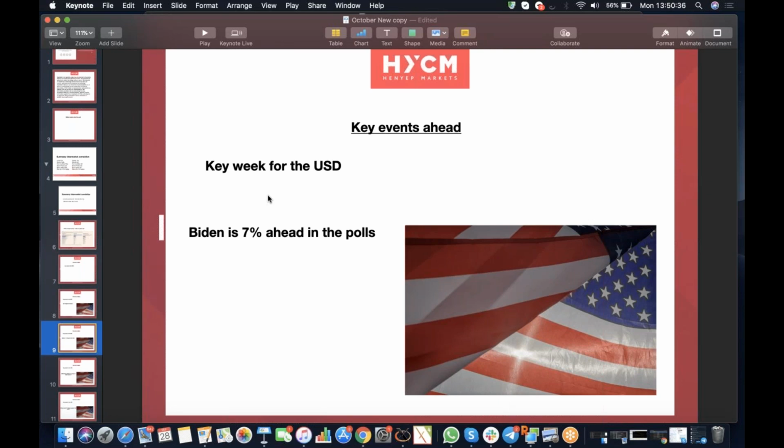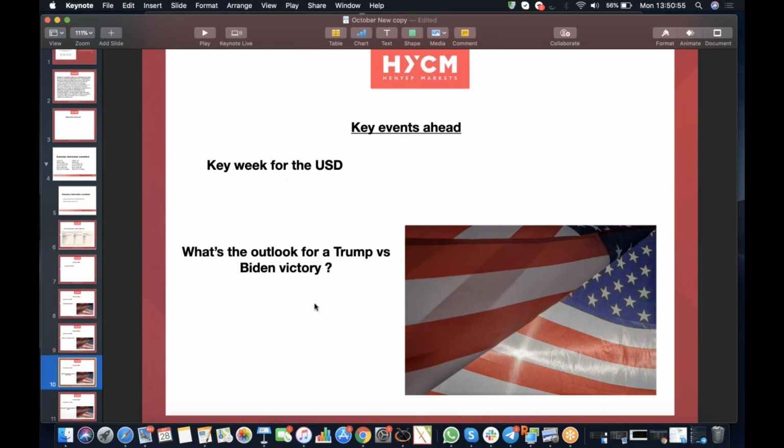So Tuesday, Wednesday, we're going to have these presidential debates, and they're likely to give a near-term direction for the US dollar and also a hint about how the dollar will react in the US elections themselves. Now, what's the outlook for a Trump versus Biden victory? This is something to be careful of. Lots and lots of analysts have got different views on what's going to happen with a Trump or a Biden victory. I'm reading different and conflicting reports.